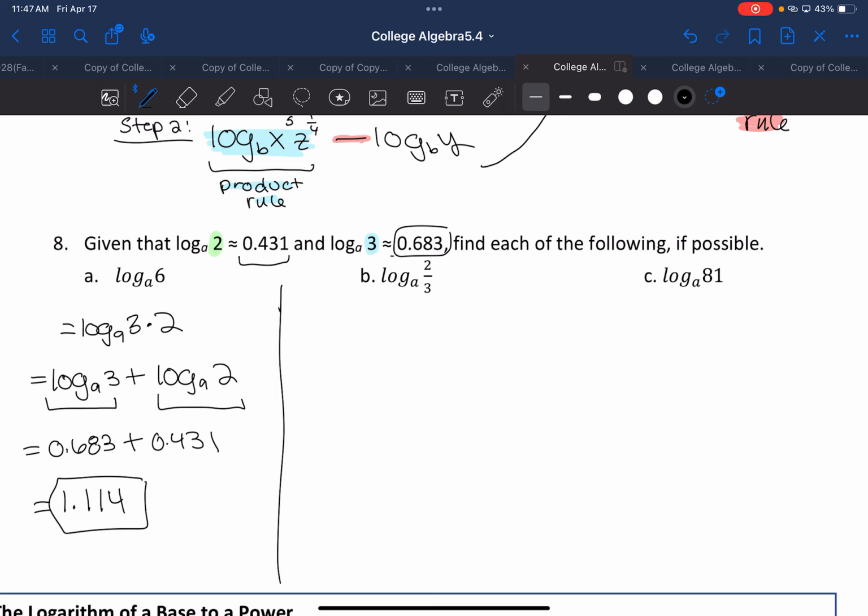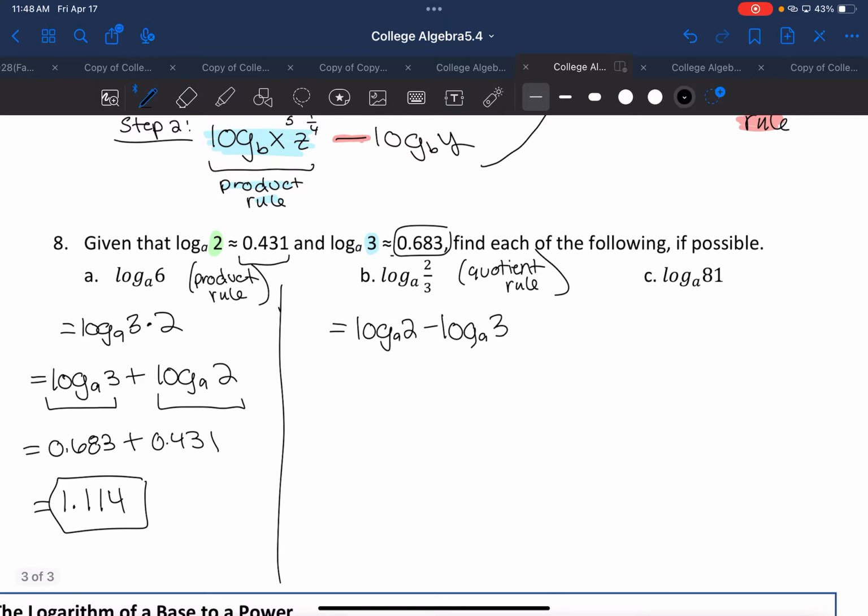So this one used the product rule. The next one, this one's pretty obvious. We're just going to use the quotient rule because it's already in a fraction for us. So this would be log base A of 2 minus log base A of 3. And then we know what these equal.